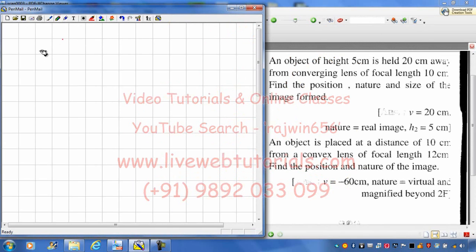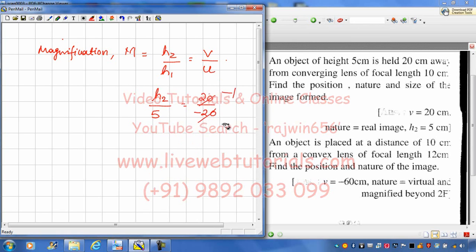Next part is magnification formula. That is magnification is equal to h2 upon h1. That is equal to v upon u. Now h2 is height of image that we are supposed to find. h1 is 5 centimeters. V is image distance, which is 20 centimeters. U is object distance, which is minus 20 centimeters. This 20 will get cut, will become minus 1. So h2 is equal to minus 5 centimeters.